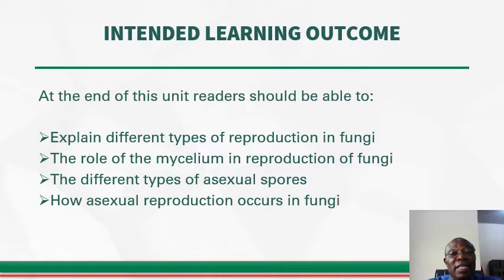At the end of this discussion, our expectation is that students will be able to explain different types of reproduction in fungi. Students should also know the role of the mycelium in reproduction in fungi, the different types of asexual spores that are found in fungi, and how asexual reproduction occurs in fungi. These are our expectations, that is the intended learning outcome of this module.